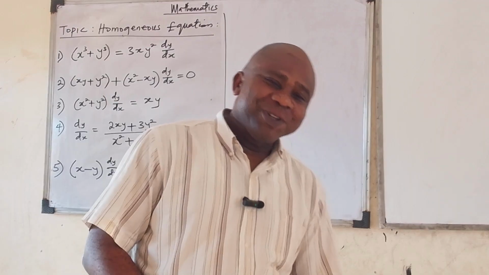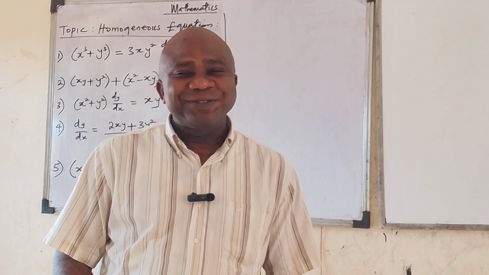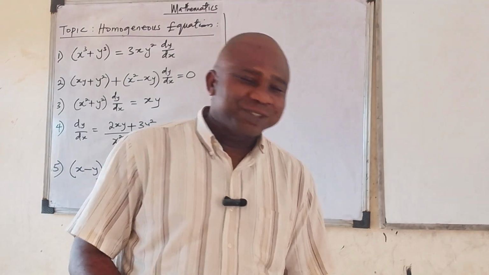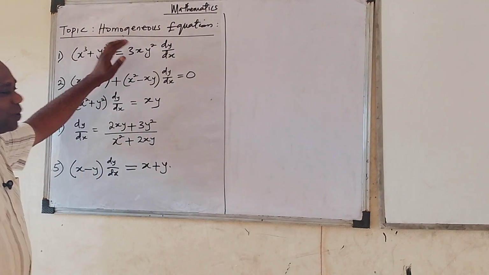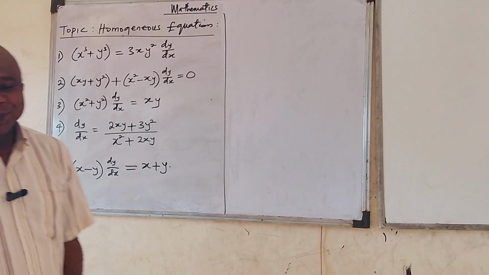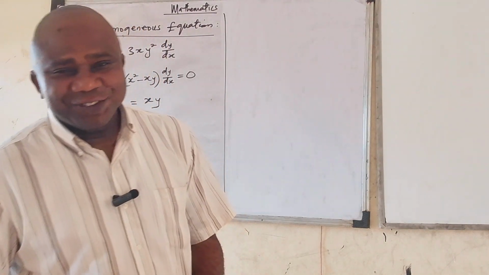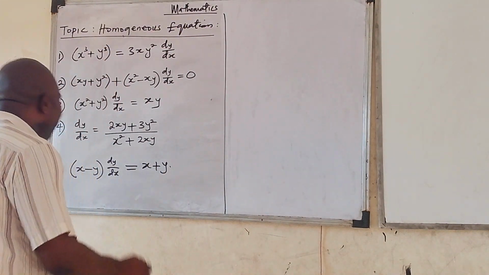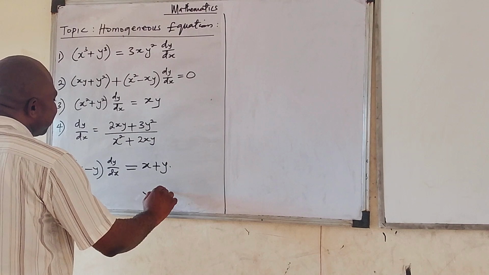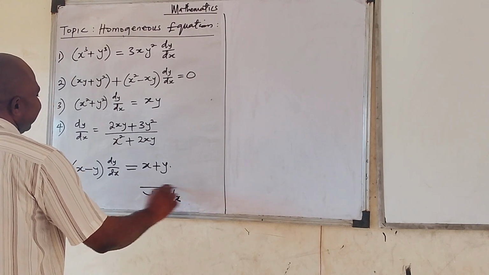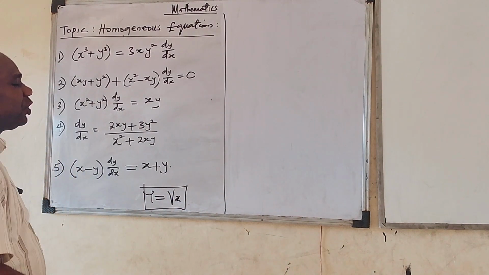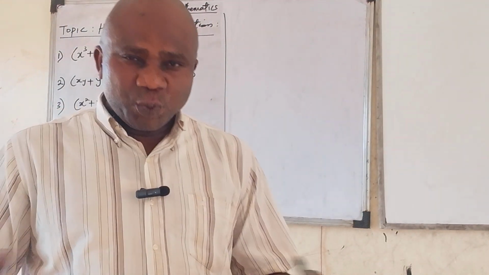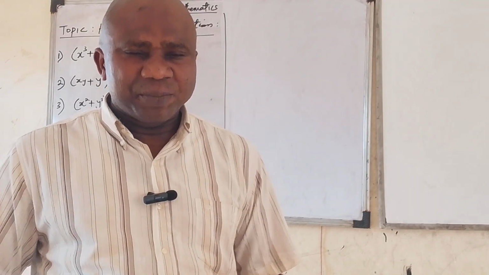Today, we are going to be looking at another form of ordinary differential equation, that is first order differential equation, the homogeneous equation. Homogeneous equation is applied by substituting y is equal to vx. Now, the homogeneous equation is used when the variables cannot be separated.